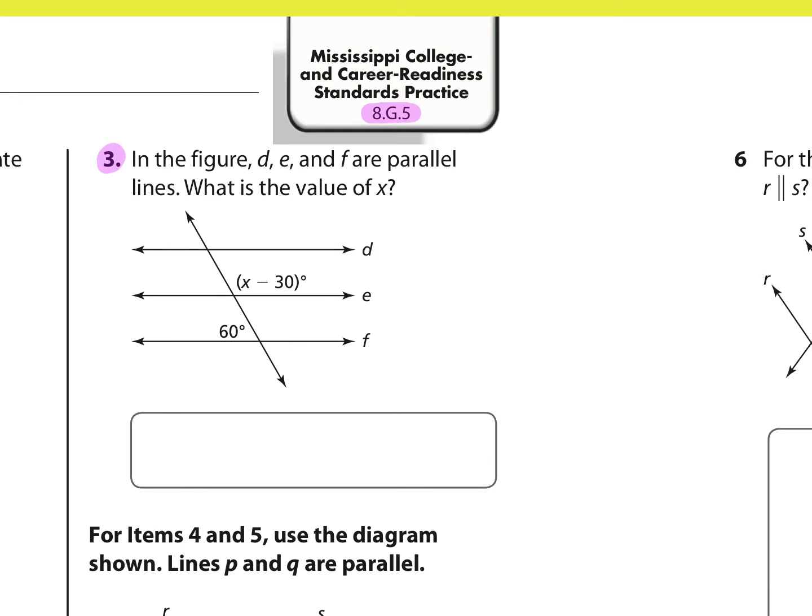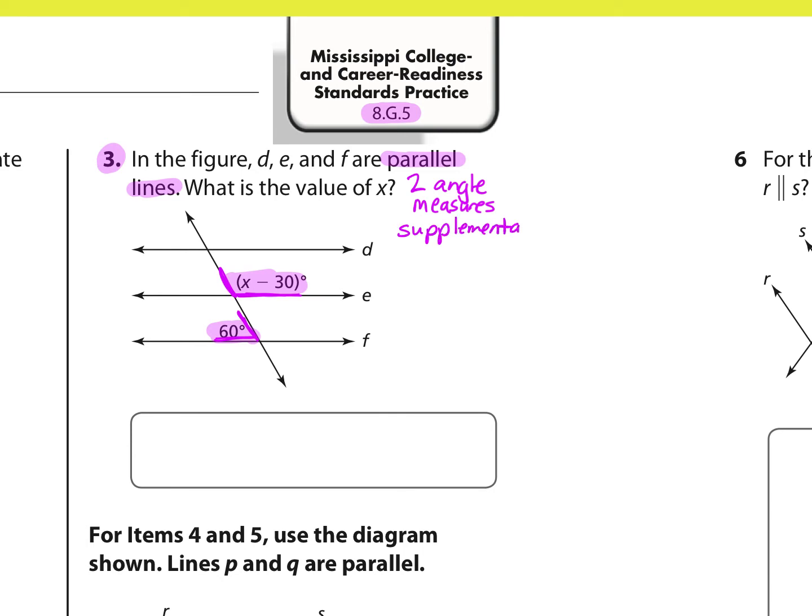Number 3, in the figure, D, E, and F are parallel lines. What's the value of x? Well, when we have parallel lines, there are only two angle measures in the entire diagram if all we've got is a set of parallel lines cut by a transversal. Looking at these angles, I know one is 60 degrees, and one is x minus 30 degrees. These are obviously not congruent because 60 degrees is acute, less than 90, and x minus 30 is obtuse, greater than 90. So that means these are supplementary to each other.